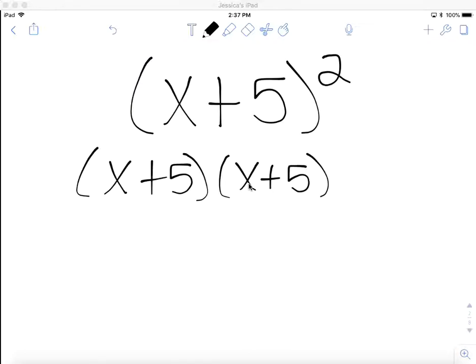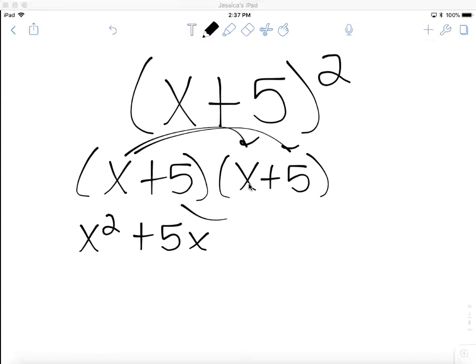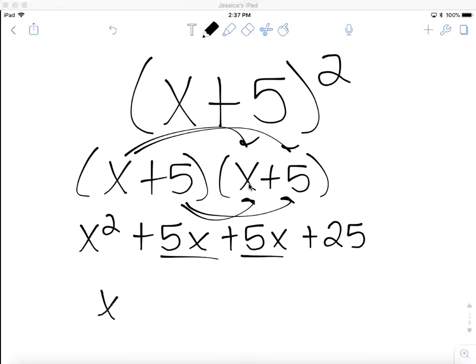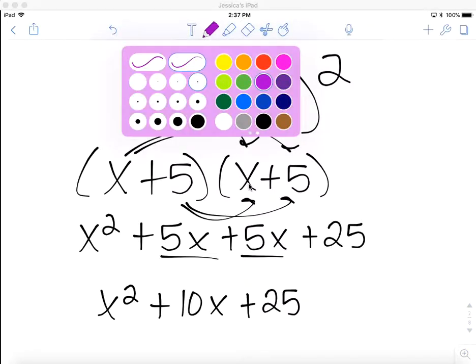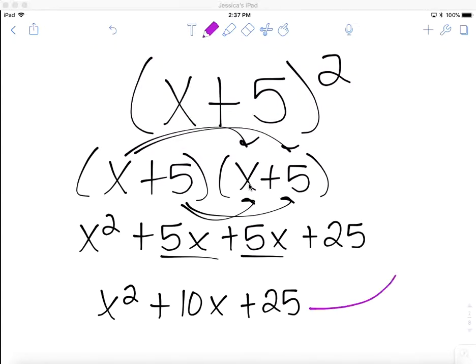When you FOIL this, x times x is x squared, x times 5 is 5x, 5 times x is 5x, and 5 times 5 is 25. When you combine like terms, this would simplify to give you x squared plus 10x plus 25. Today, we are going to work backwards. So we are going to have the answer, and we're going to work backwards to write this as something squared.